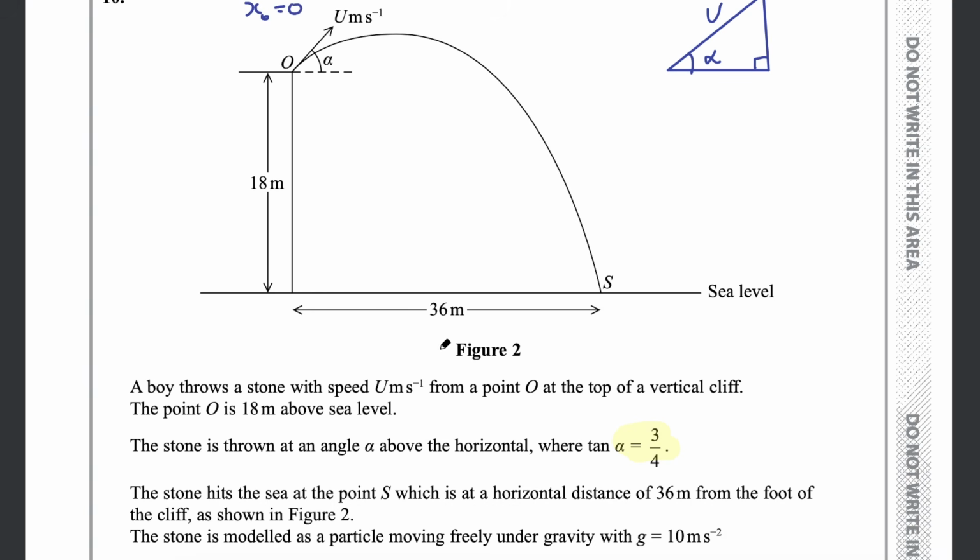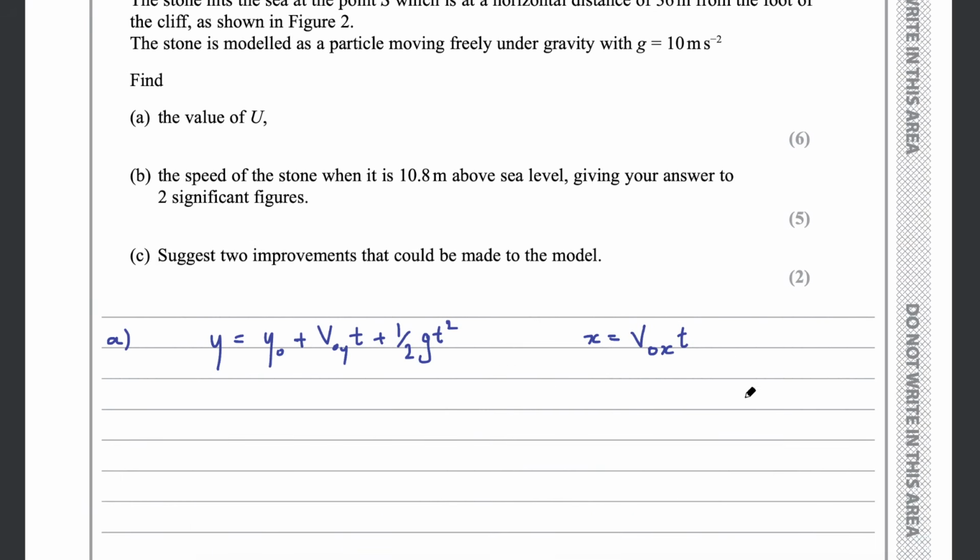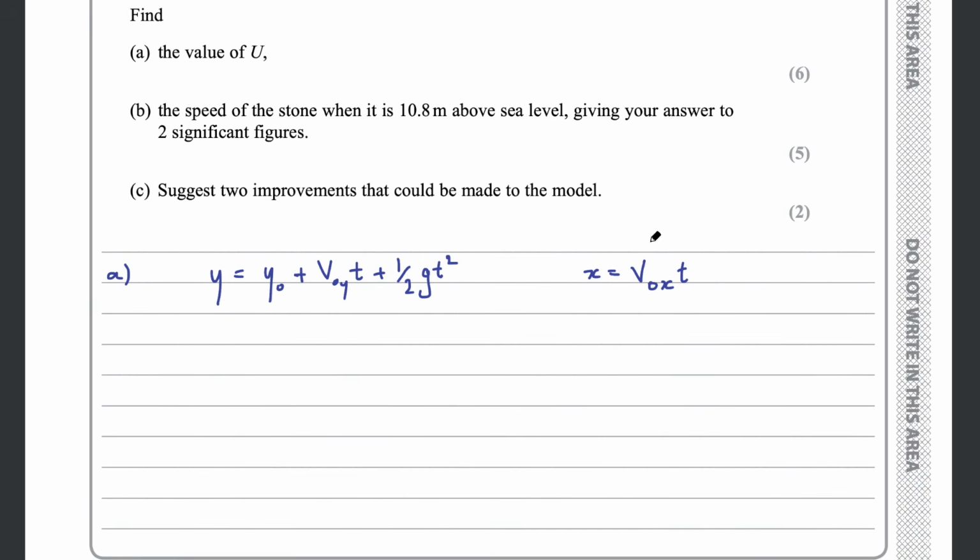So x0 is 0, so we don't need to worry about that in the equation. And also, there is no horizontal acceleration. So the only acceleration acting on this stone will be gravity, so we don't need to worry about acceleration in this equation. All right, so we've got our two equations for the final position.